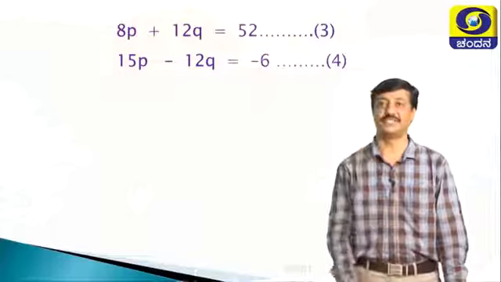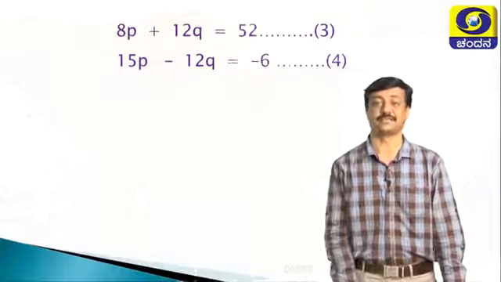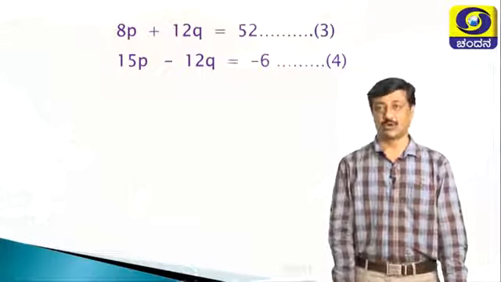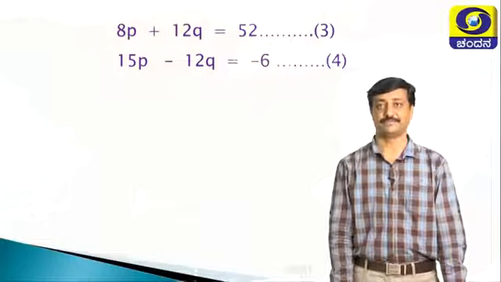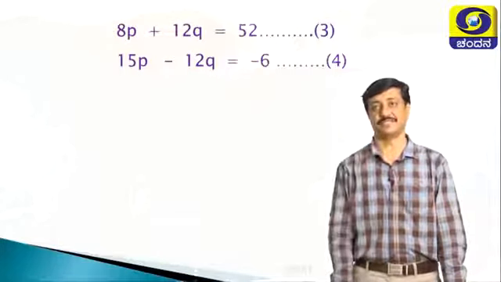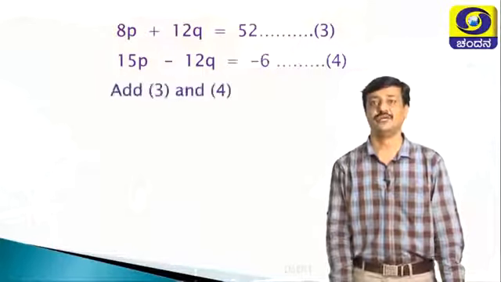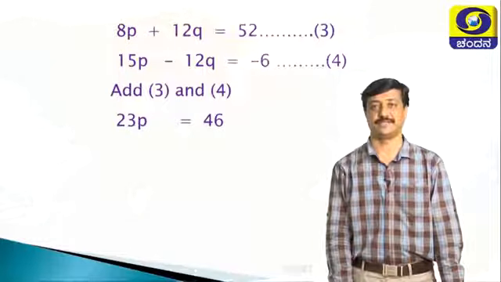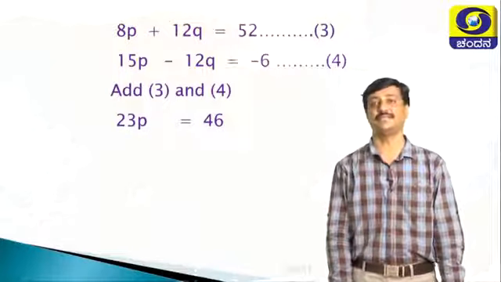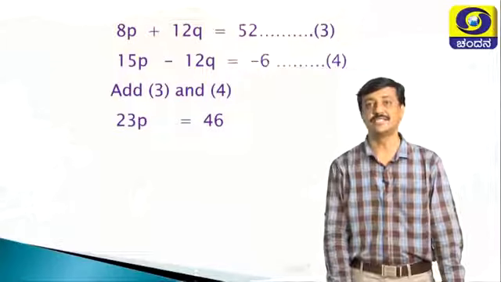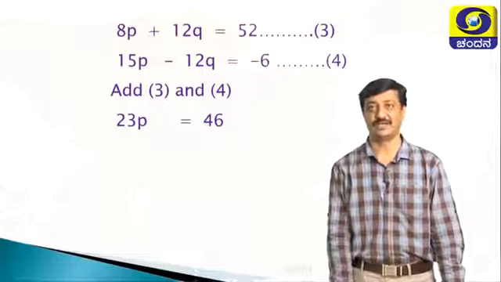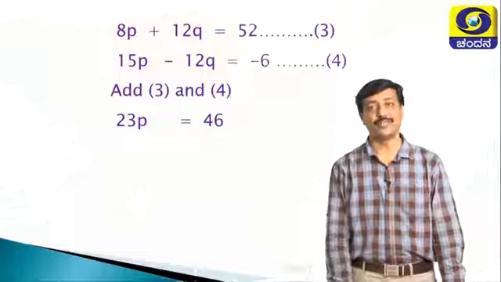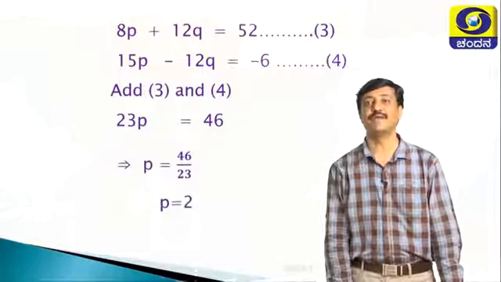Now look at the coefficients of q. Are they equal? Yes. Numerically the coefficients are equal with opposite sign. If the coefficients are equal with opposite sign, we add both the equations. If you add both the equations, you will get 23p is equal to 46, because 8p plus 15p is equal to 23p, minus 12q plus 12q cancels each other, and 52 minus 6 becomes 46. Now divide by 23 on both sides, you will get p value as 2.